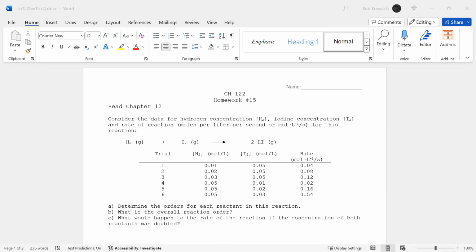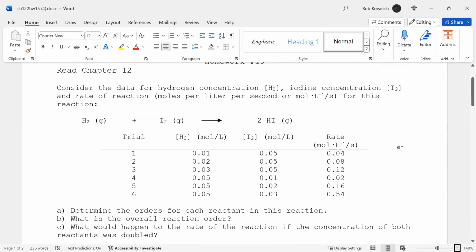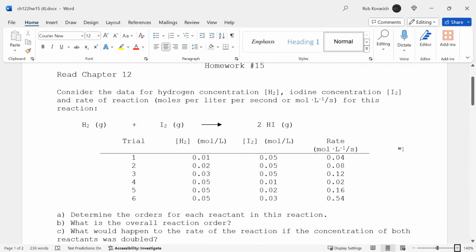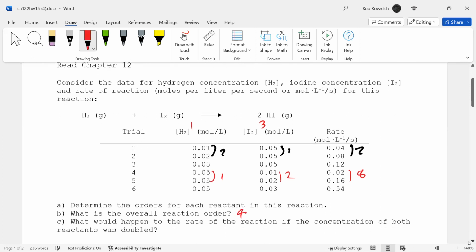Okay, let's go ahead and go over homework 15. So we're obviously trying to find the orders for these reactants. 2, 1, 2. So first order with respect to the hydrogen. And then I can use, okay, 1, 2, 8. So third order with respect to the iodine. All right, so we got those. And then what's the overall reaction order? That would be 4. Just add those up.